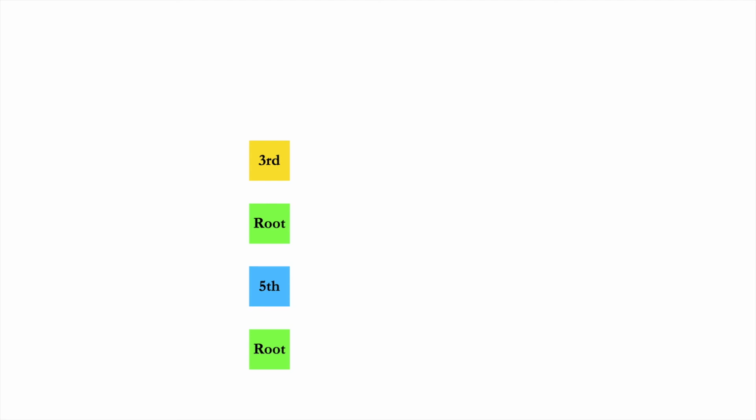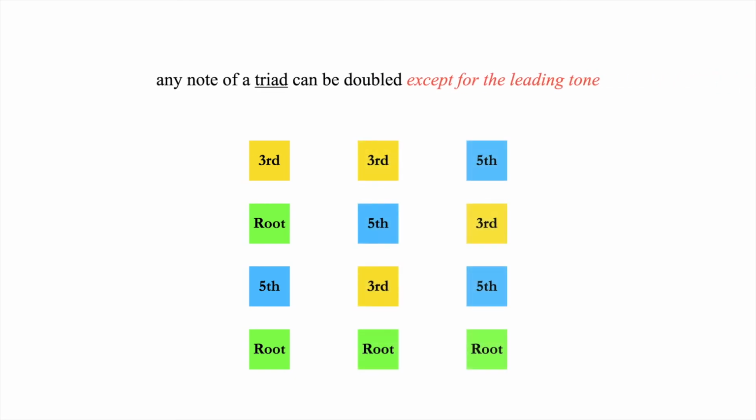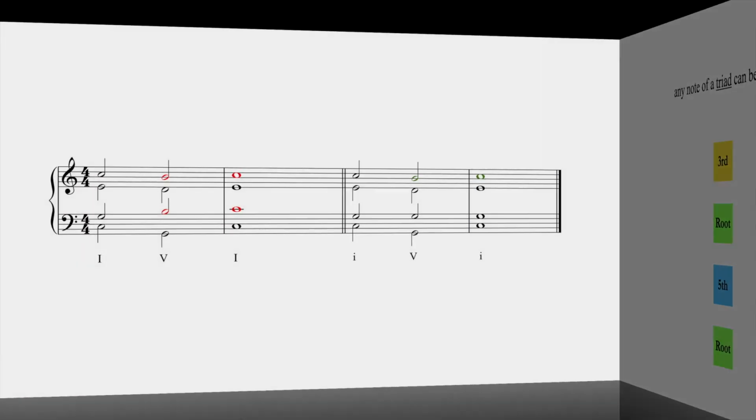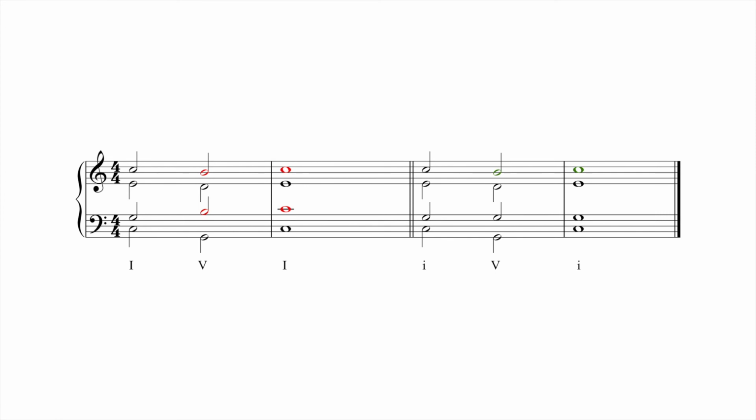Which notes then should we double? In general, any note of a diatonic triad can be doubled except for the leading tone. If we were to double the leading tone and resolve each up by step, we would create parallel octaves. A doubled leading tone also colors the chord very strongly.